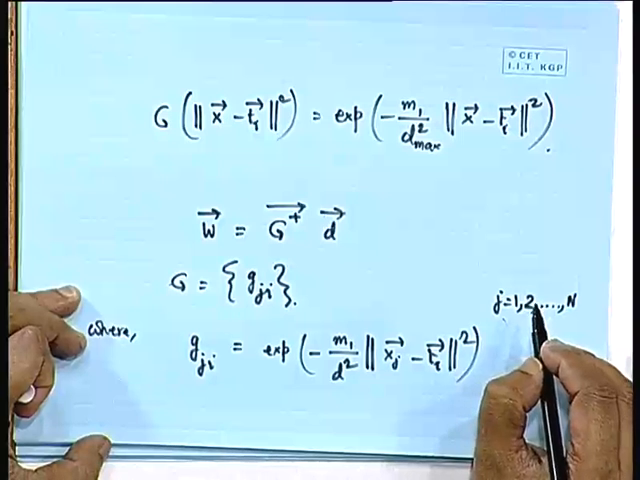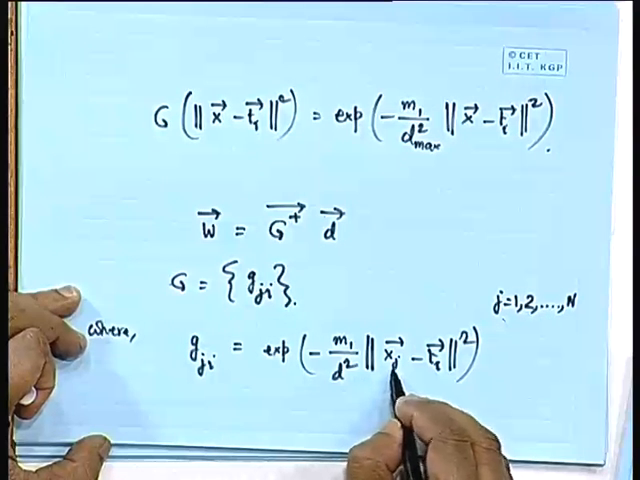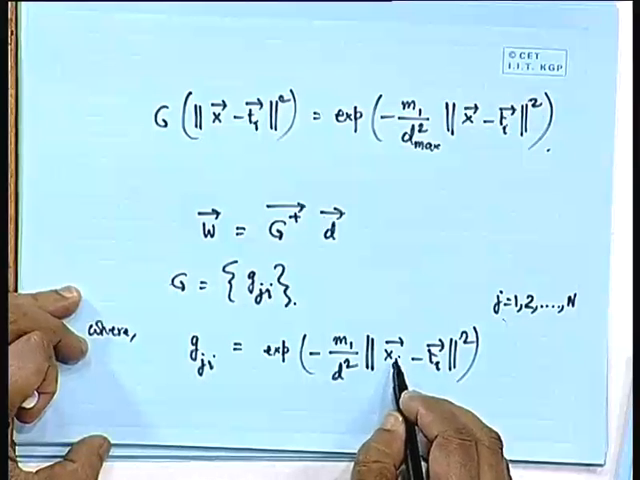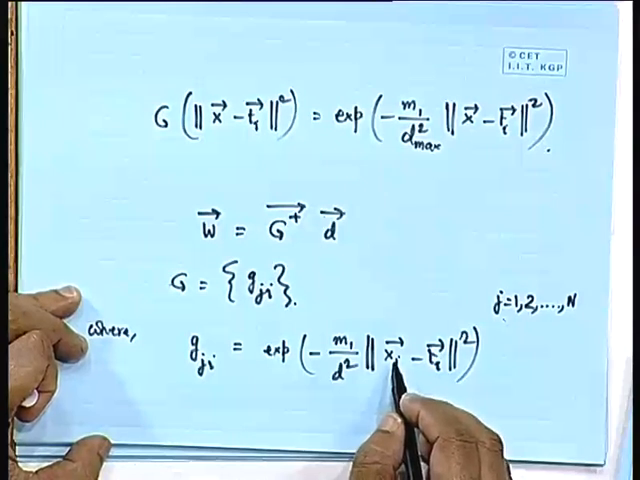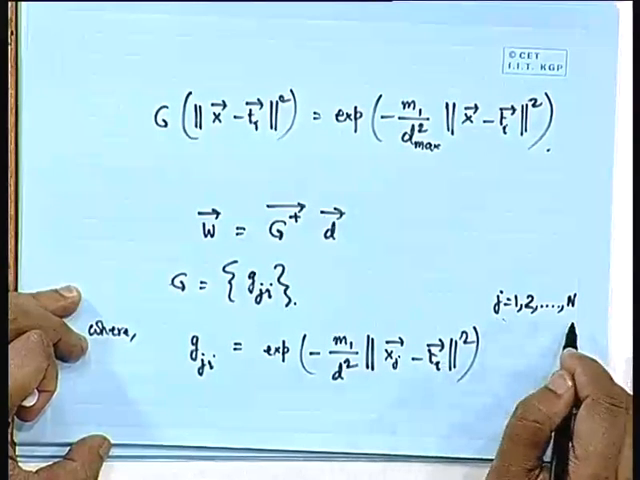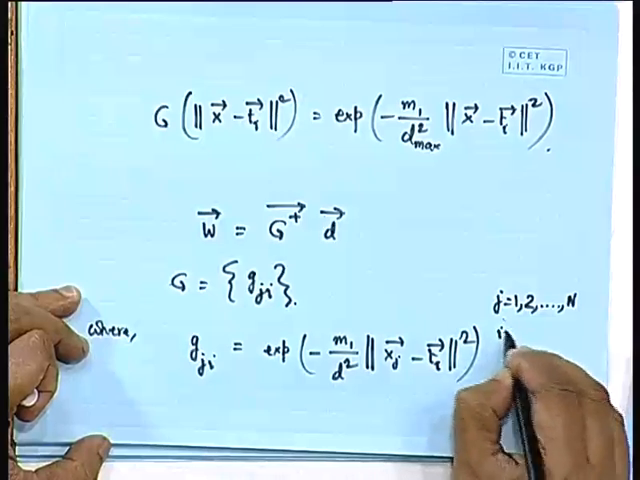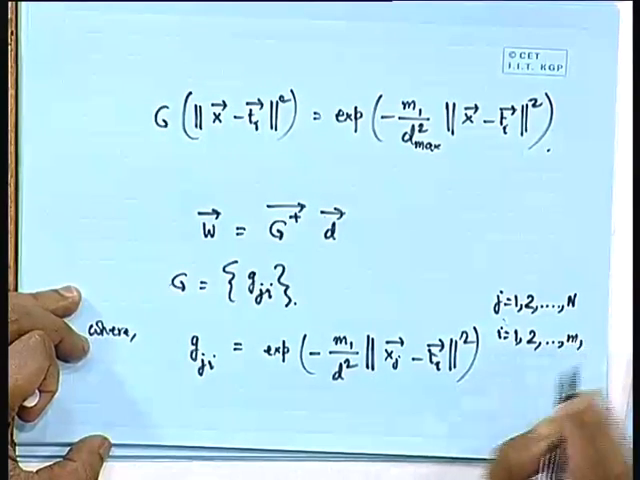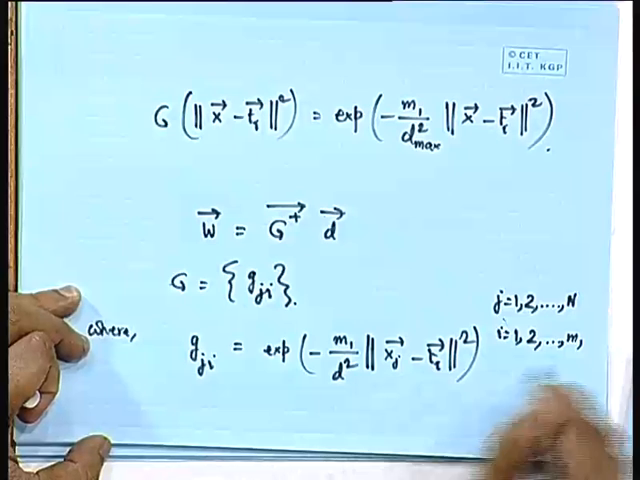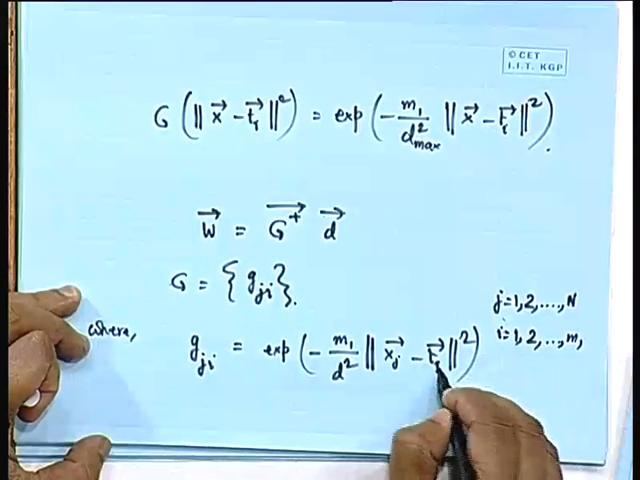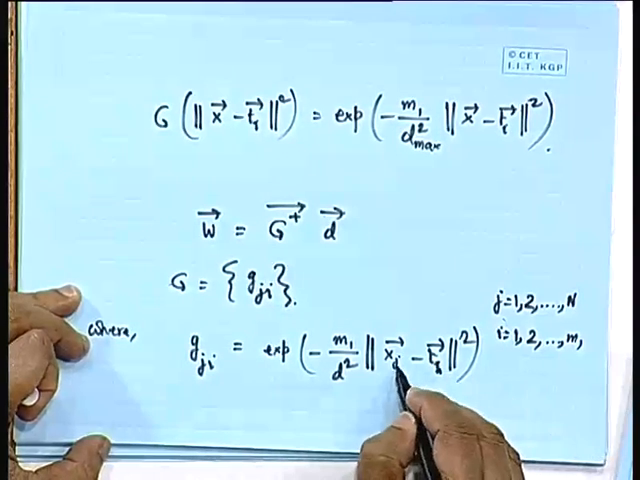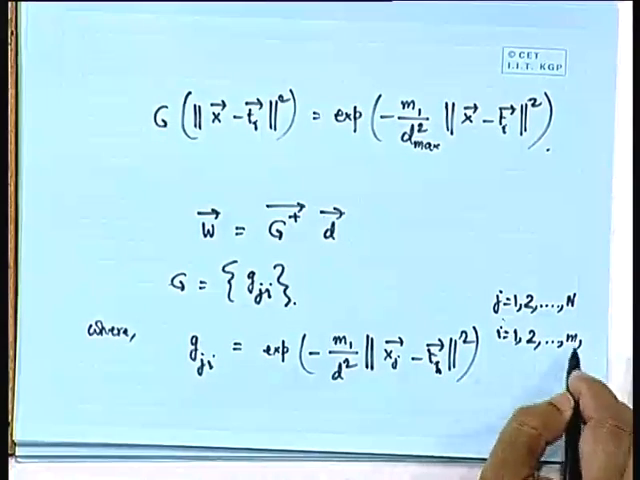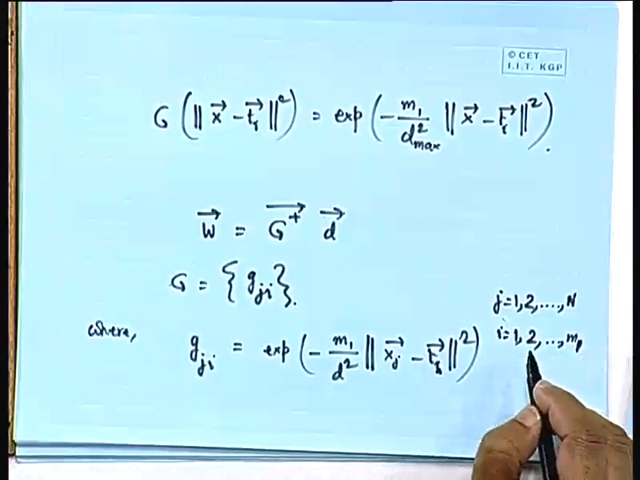Because n is the total number of input patterns. x's index is j, so it corresponds to how many patterns we have. So j can go up to n, and what is the index of i? That is very correct, 1 to m1, because there can be m1 number of centers. So i is the index of the center and j is the index of the pattern, j varying from 1 to n and i varying from 1 to m1.